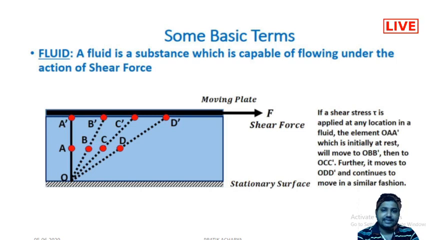I can explain better. Suppose this is the reference line OAA dash. Suppose this is the earlier position of the fluid, and we apply a shear force. This position continuously changes from OAA dash to OBB dash, and it keeps changing.